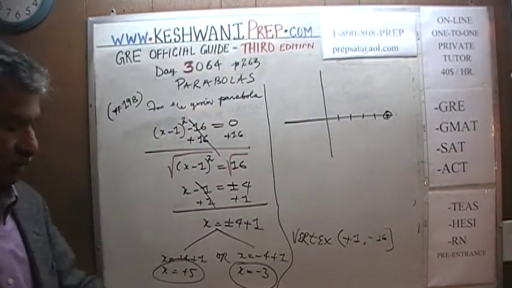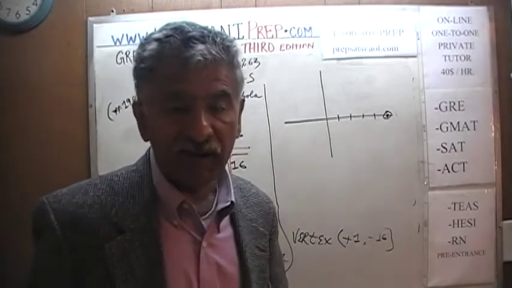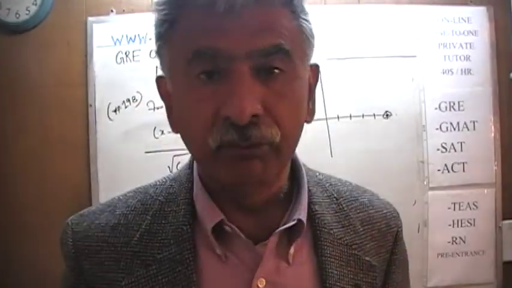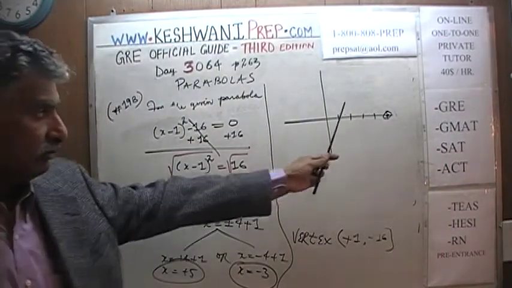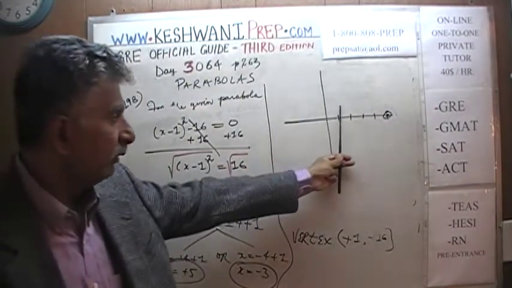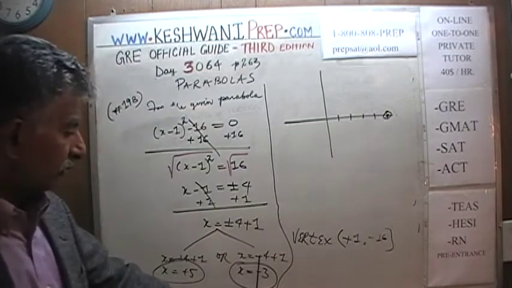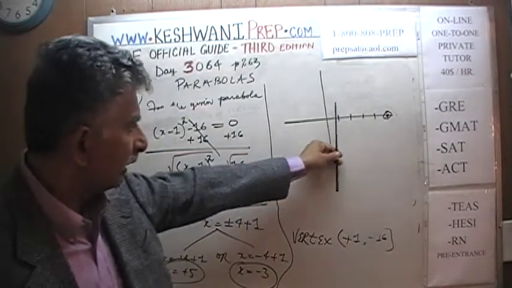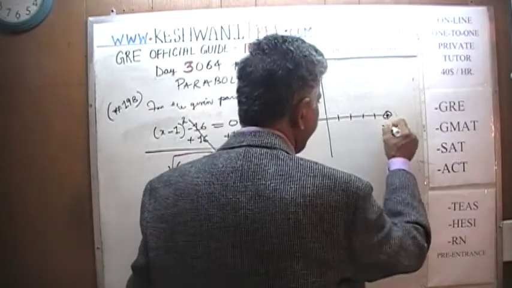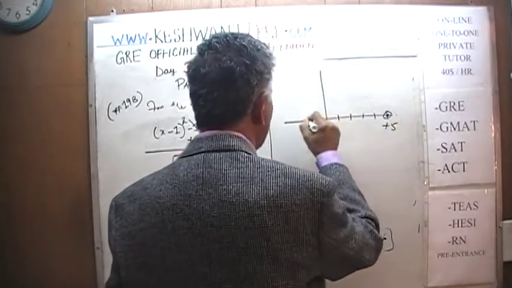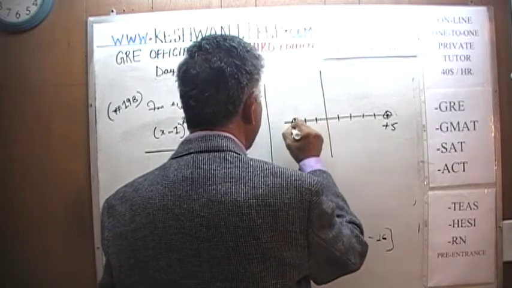From positive 4 to negative 3 is 8 units. Halfway across, it's going to be 4 units. So if you move 4 units to the left from positive 5, you're going to end up with positive 1. Or if you move 4 units to the right from negative 3, you're going to end up with positive 1. See, this is positive 5. And then we have negative 3. 1, 2, 3. Negative 3.